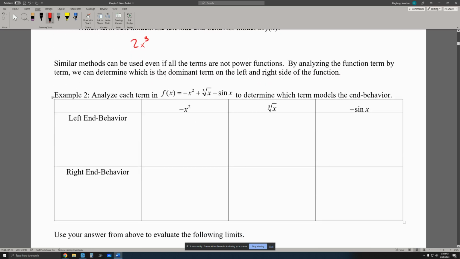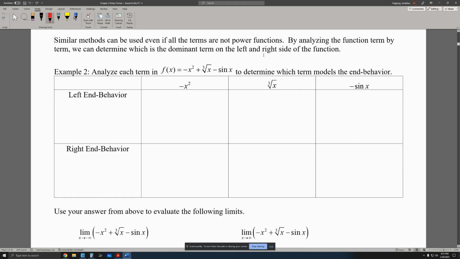Similar methods can be used even if all the terms are not power functions. So we see in this next example, we've got a cube root term and we've got a trigonometric term here. By analyzing the function term by term, we can determine which is the dominant term on the left and right side of the function. So let's take a look at each of these terms and determine the end behavior for both the left and right hand side for each of these terms individually.